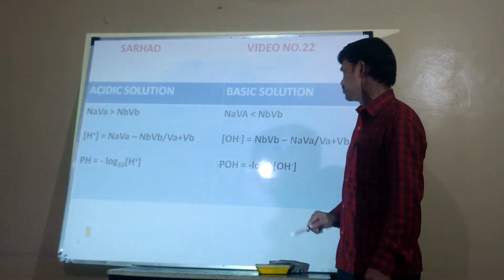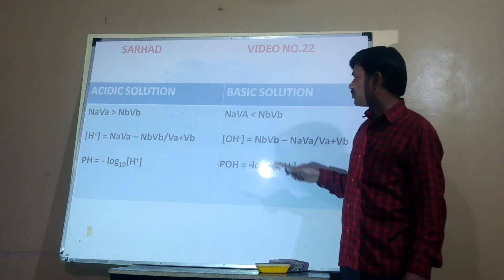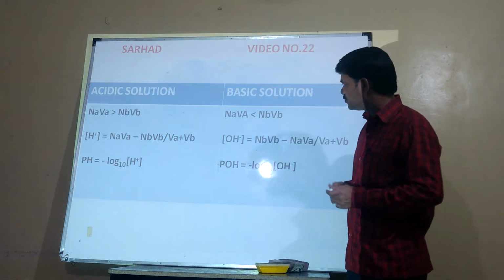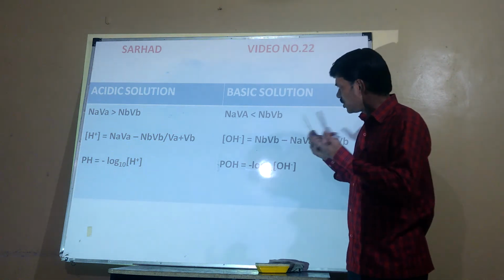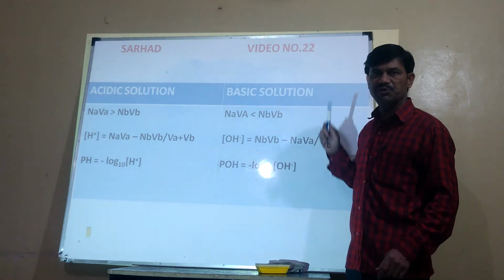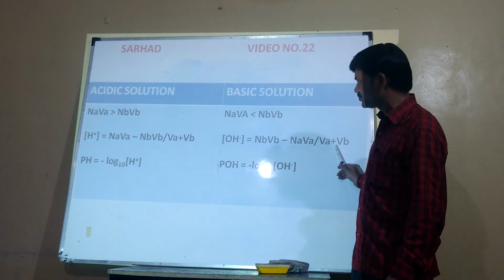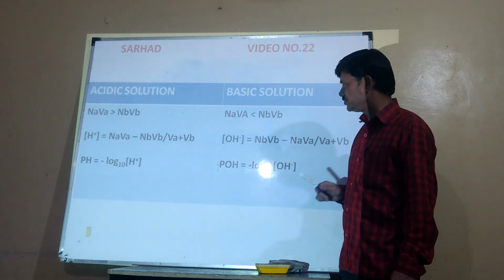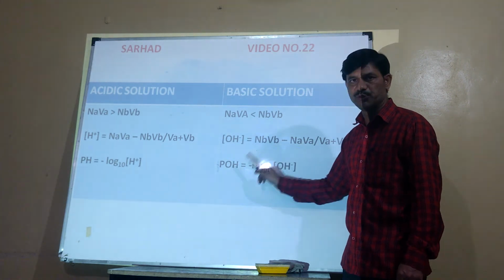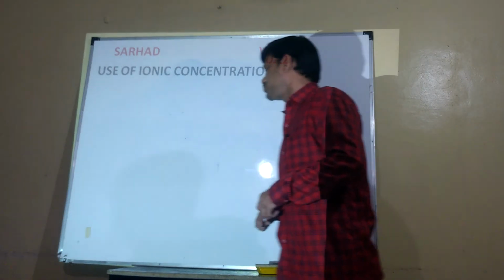pH of the solution. In case of a basic solution, the NaVa product is less than NbVb, so b will be greater as compared to that for acid. So definitely the solution will be basic. And what are you getting here? OH minus concentration from this. And this OH minus concentration is useful to calculate which value? pOH of the solution.